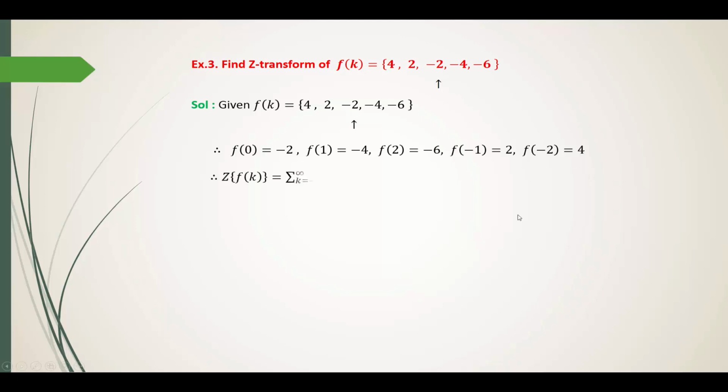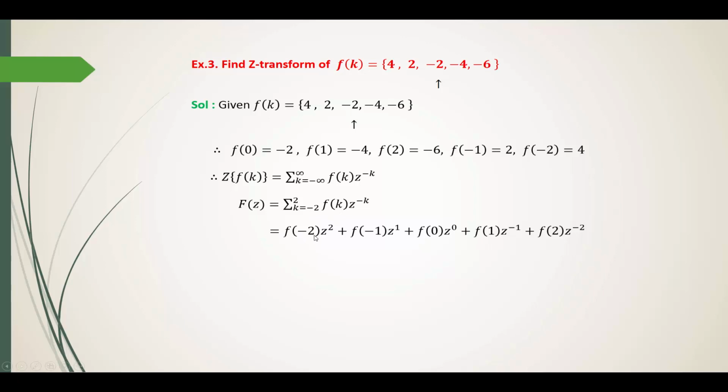So by definition of the Z transform, Z of f of k equal to sigma k varies from -infinity to +infinity, f of k z raised to -k. Now here k varies from -2 to +2. Sigma k varies from -2 to +2, f of k z raised to -k, and the Z transform of f of k is also denoted by f of j. So first put the value of k as -2.